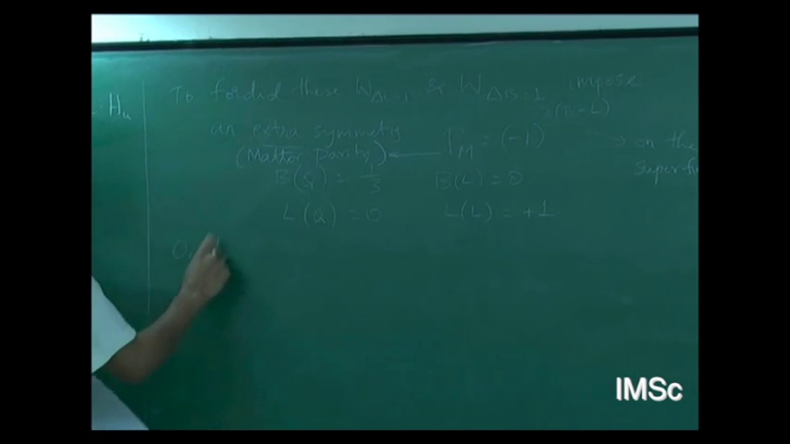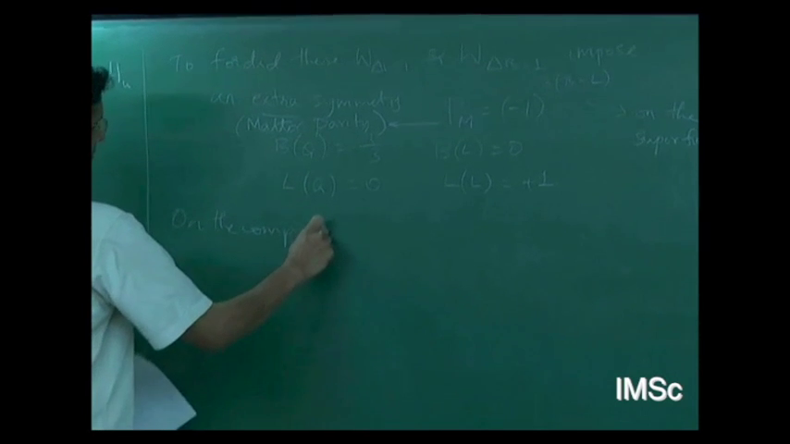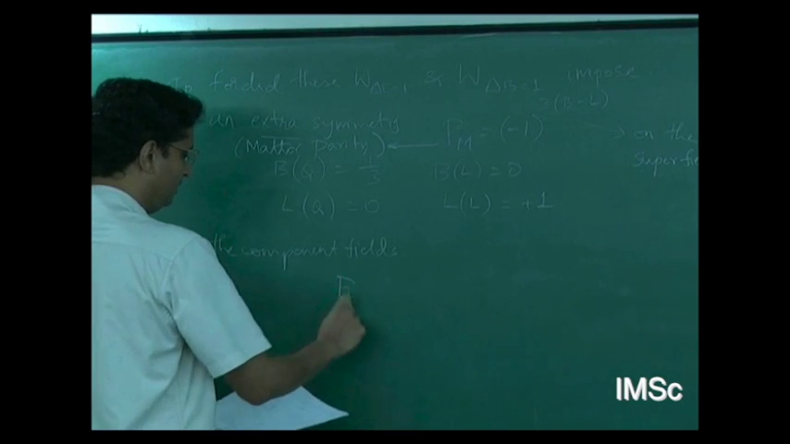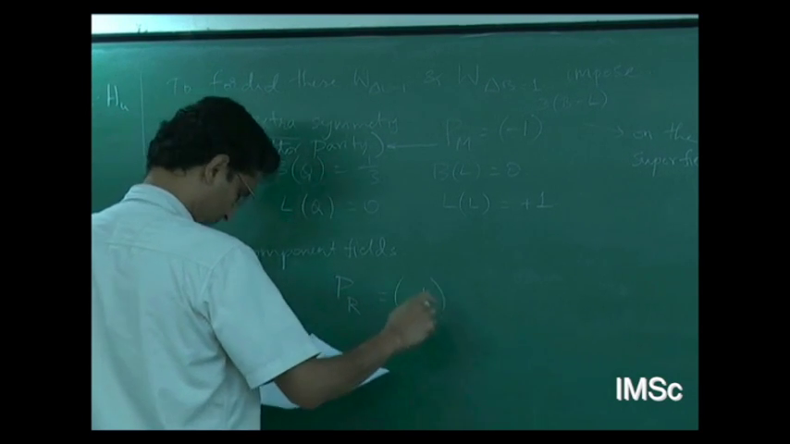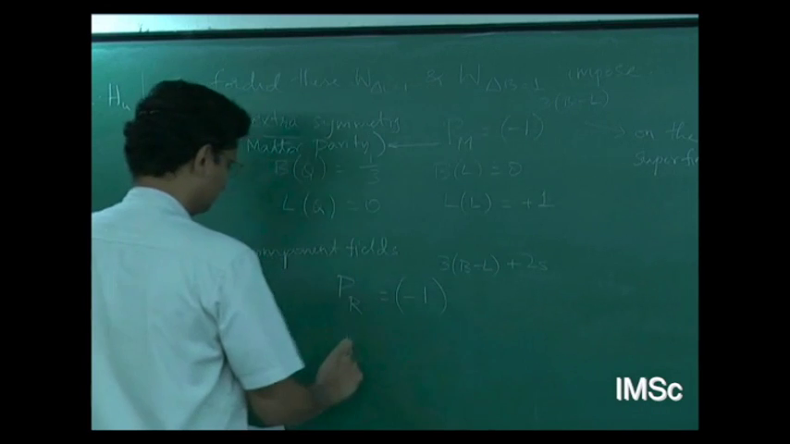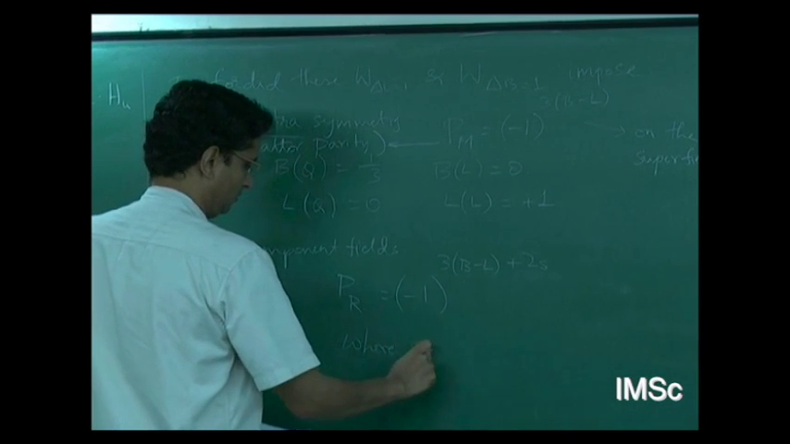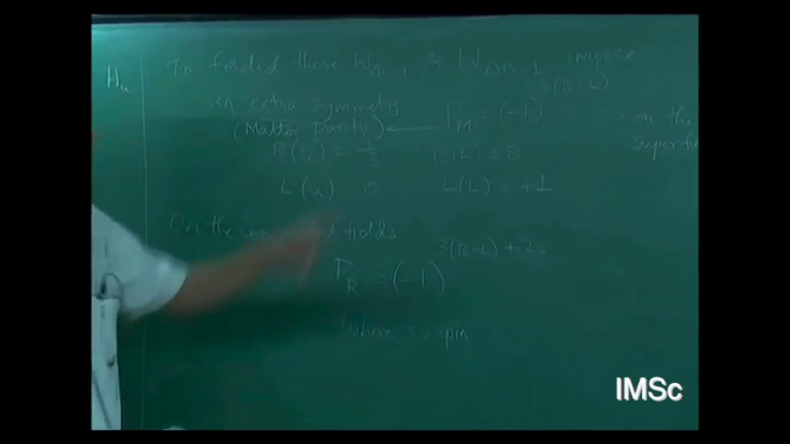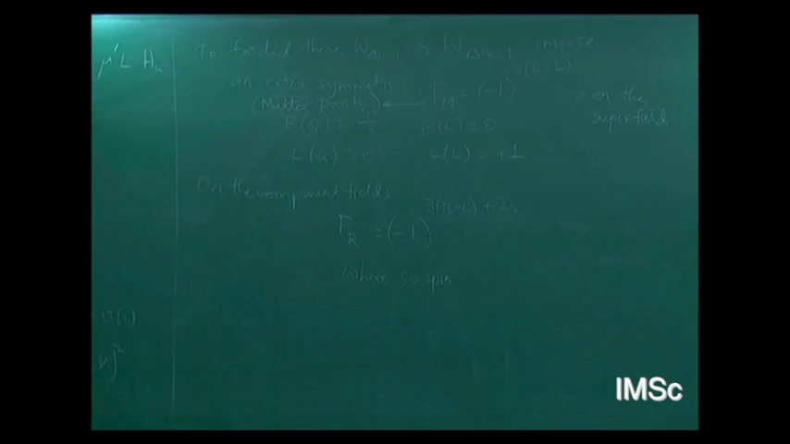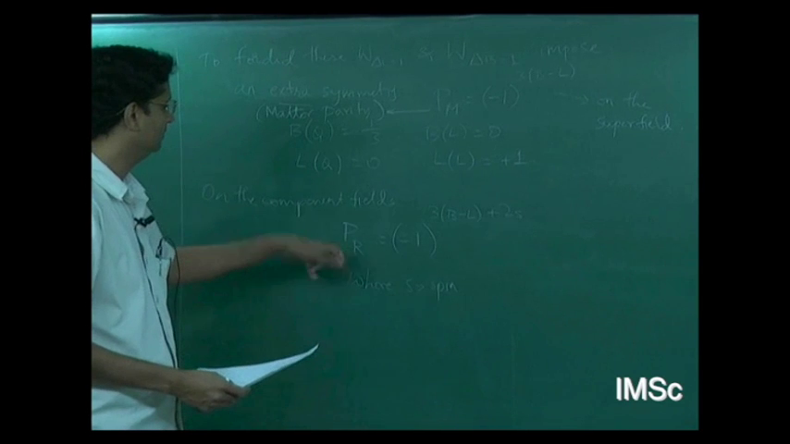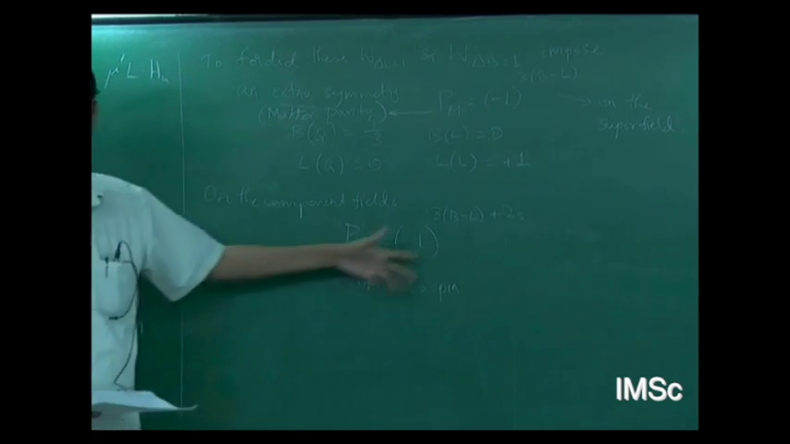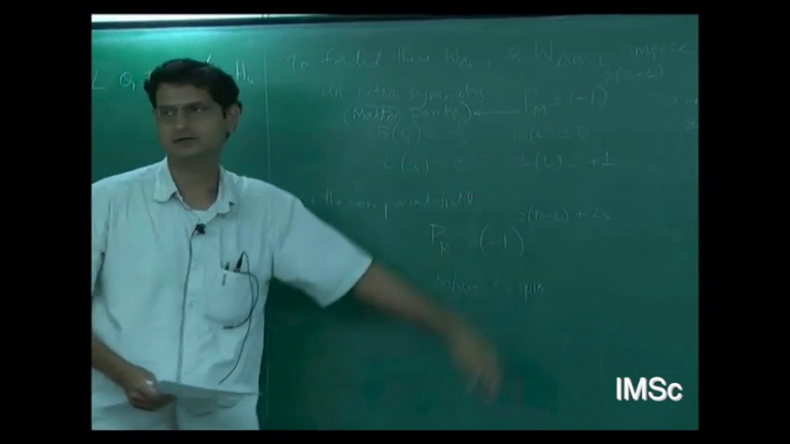So on the component fields, this is equivalent to assigning an R parity, PR, where S is the spin. For the scalar component, of course, S is 0. For the fermionic component, S is 1/2. For the vector, it is 1, and so on. And on the component fields, you can equivalently define this R parity and assign different R parities for the scalars and fermions. So this is the same content as this one.